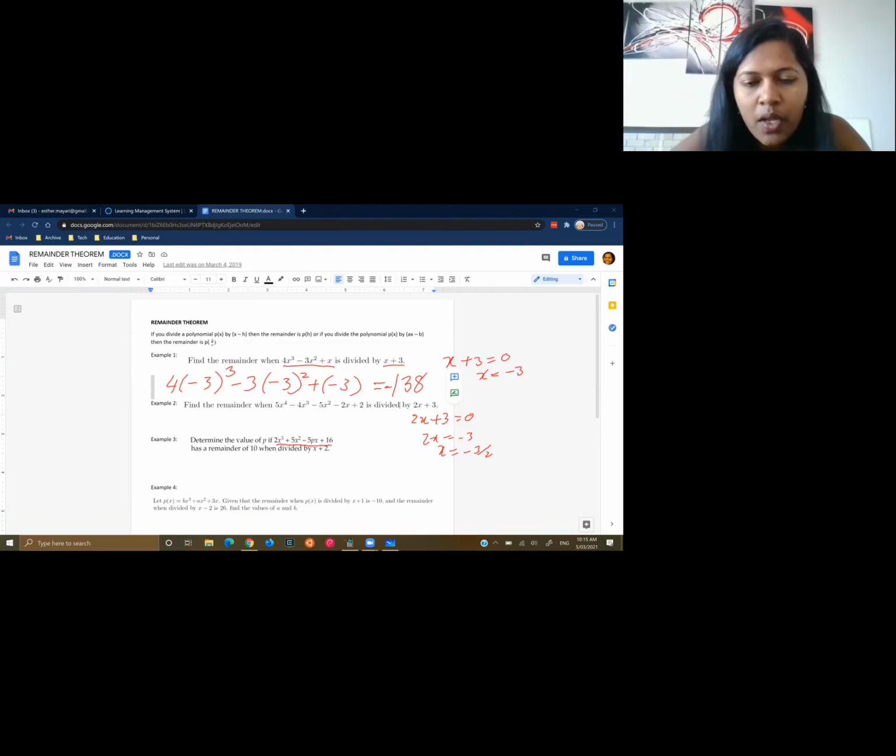So what they've done is they've given you what the remainder is and what they divided by, and they're asking you to work out the value of P. So we know that if I were to substitute -2 into that polynomial, I should get 10. Okay, so that's what we're going to do.